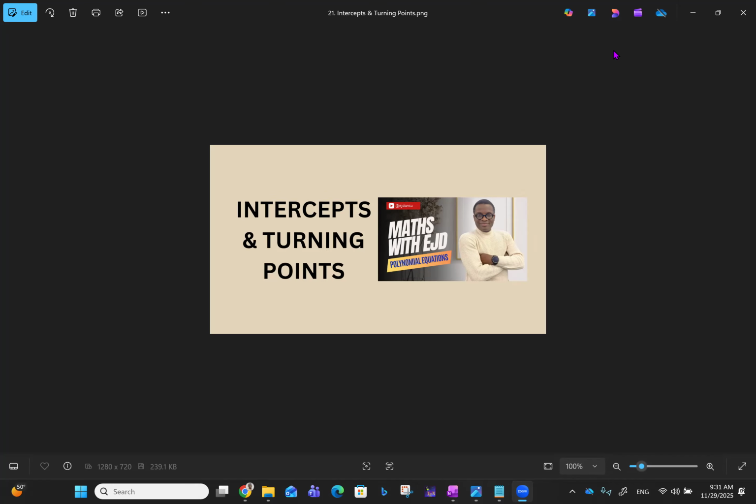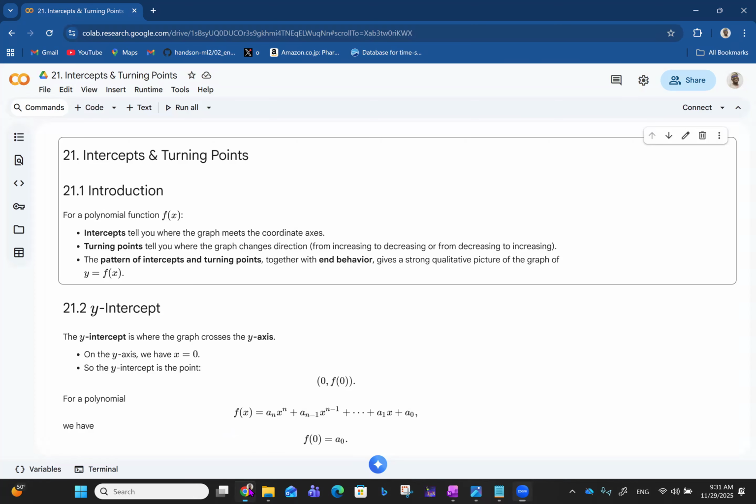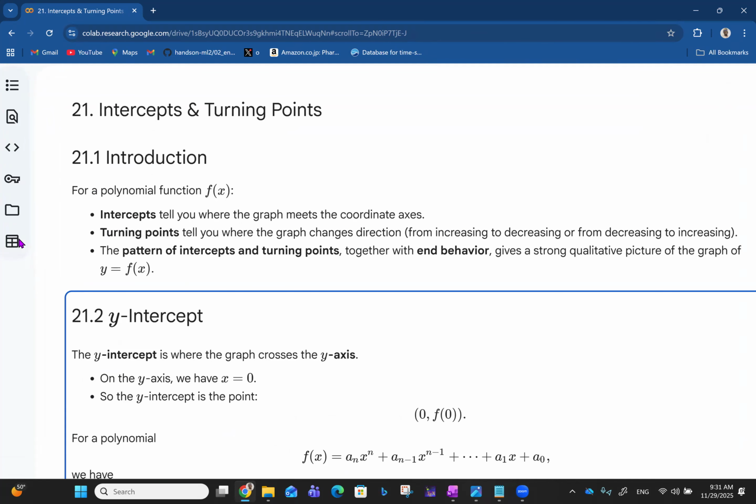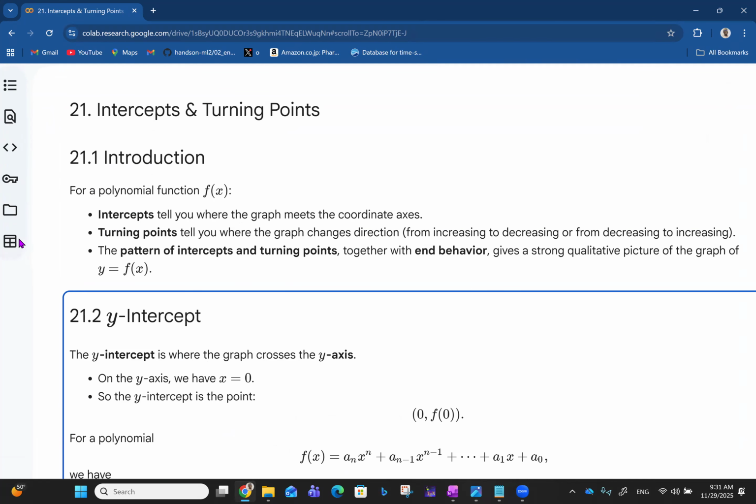As we consider polynomials as functions, it's imperative to also learn about intercepts and turning points as far as polynomials as functions are concerned. So, by way of introduction, we know that for a polynomial function f of x, intercepts tell you where the graph meets the coordinate axis. We've looked at this in some other direction.